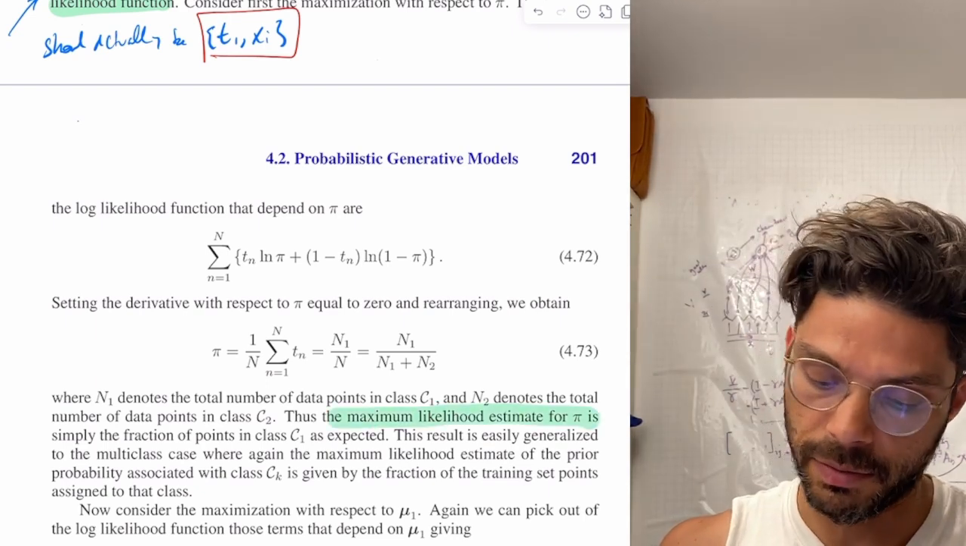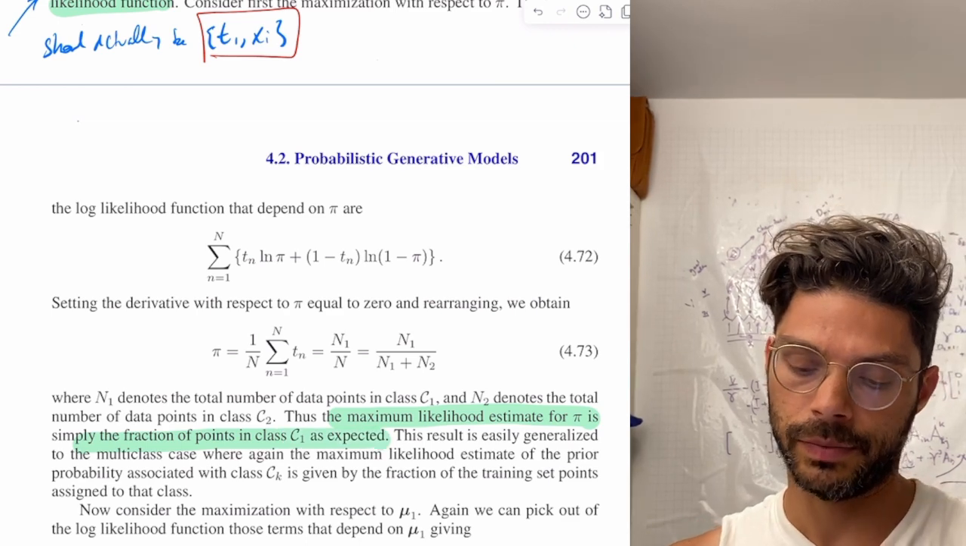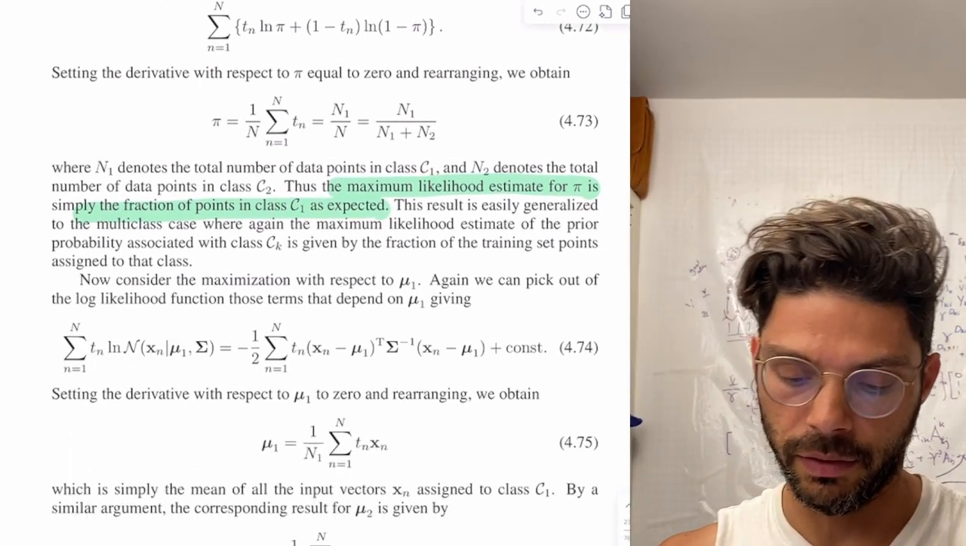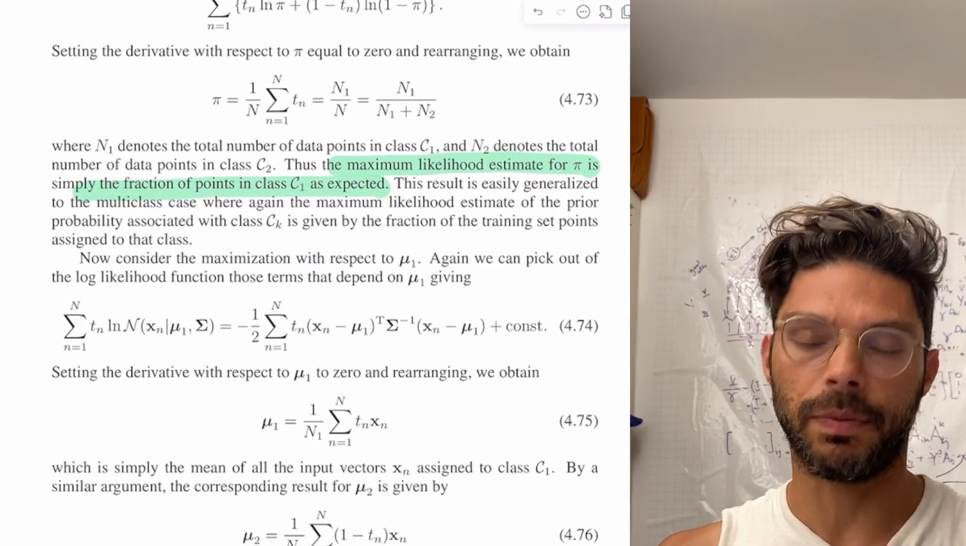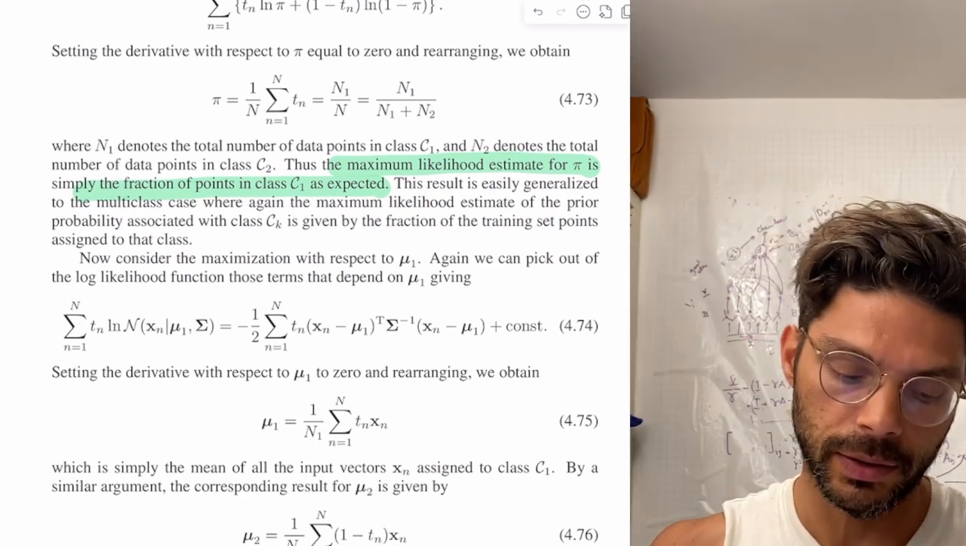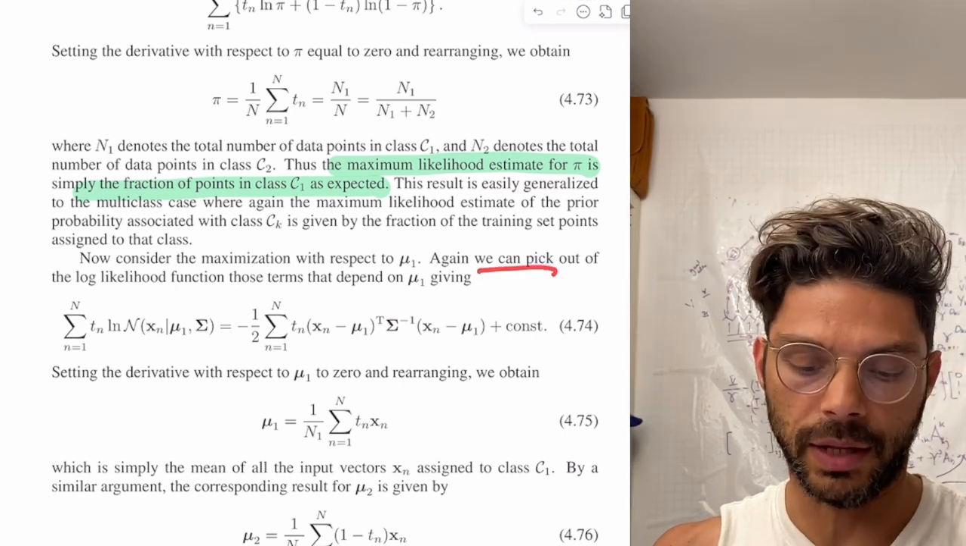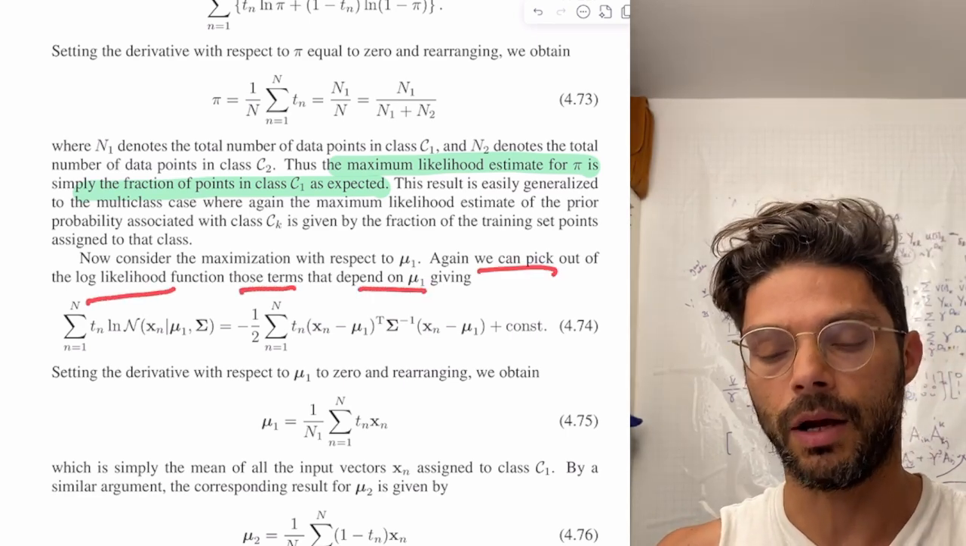So the maximum likelihood estimate for pi is simply the fraction of points in that class. And it's easily generalized. I'll leave that to you. Okay, now consider the maximization with respect to the means. And again, it's always the same. Pick out the log likelihood function, those terms that depend on mu1.